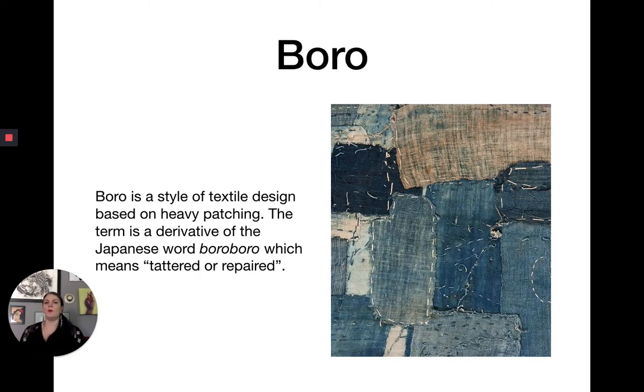Boro. Boro is a Japanese technique. So this is a textile design style that's based on heavy patching. Again, a lot of these come with a tradition of mending fabric, right? The term is a derivative of the Japanese word boroboro, which means tattered or repaired. And the idea basically is that you're just putting patch upon patch upon patch and stitching them all down. Not necessarily with a particular pattern in mind, it's more that the accumulated patchwork becomes a new textile in and of itself.